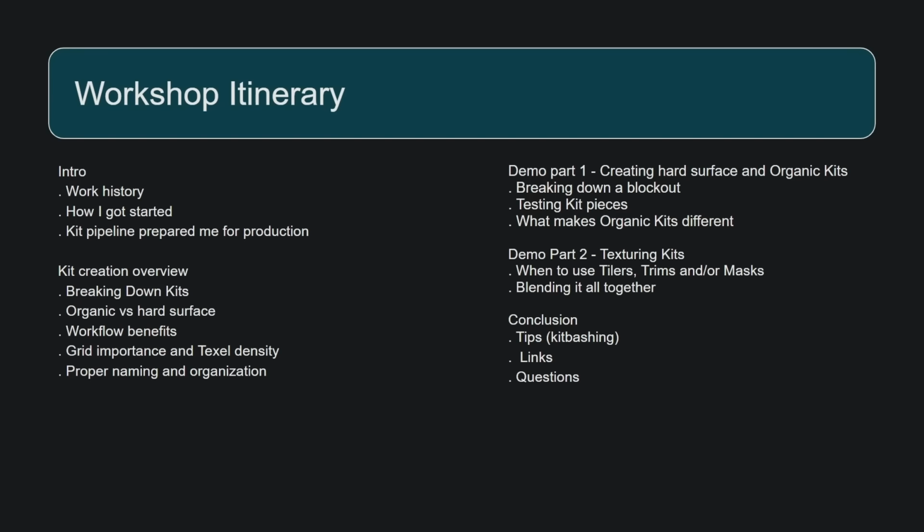Then I'll go over the difference between doing a hard surface kit versus a more organic kit. And then we'll jump into part two of the demo, which is more the texturing aspect. I'll show you how I texture my kit pieces using tilers and trims, and also the more organic method, which uses masks. Then I'll show you how we blend things together, different methods and workflows, and how we get everything to look nice and tight at the end of the day.